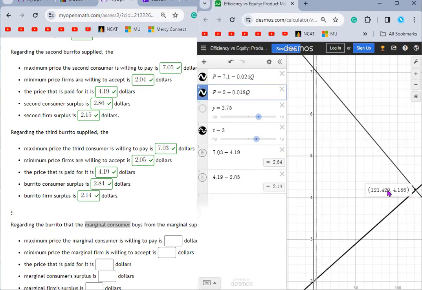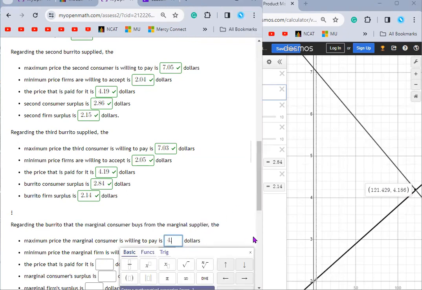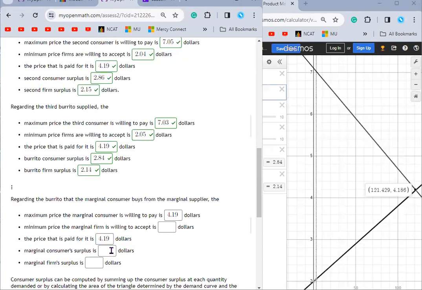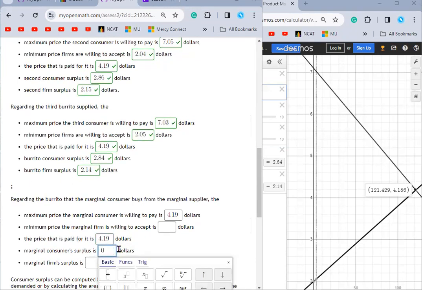You can think of this as in thousands, right? Maybe there's 121,429 consumers in this market. And this is the last, or the marginal consumer. And the price along the demand curve is $4.19, which equals the market price. Right? So that consumer has zero surplus. The marginal consumer is going to have zero surplus, right?